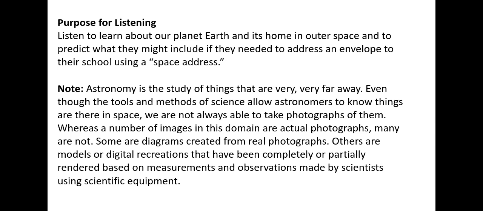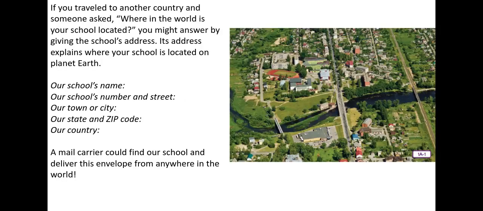So, scientists can take photographs of some things in space, but then other things are too far away for them to do that. But they know from their other scientific tools and different things what it looks like, so they can make a diagram about it. All right, let's get started.